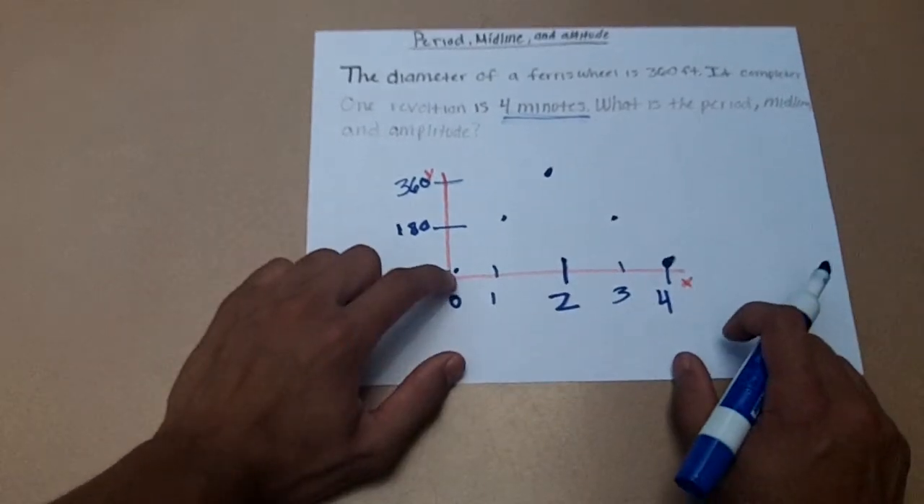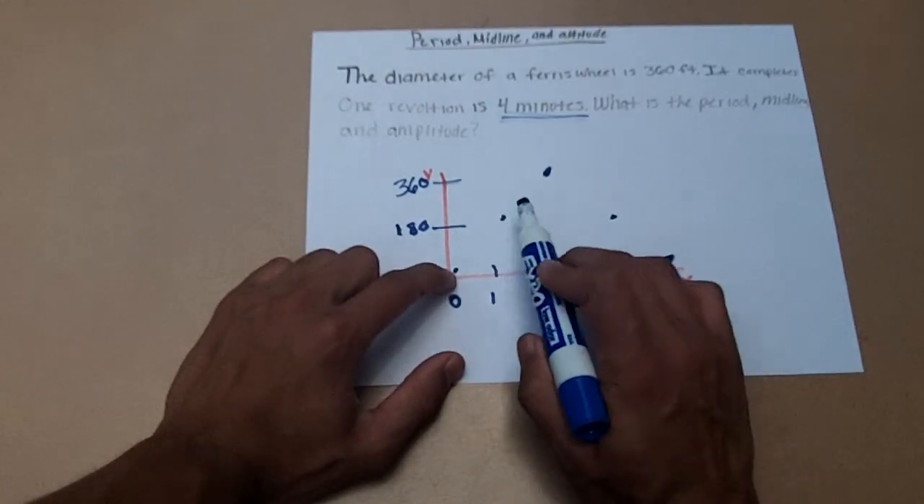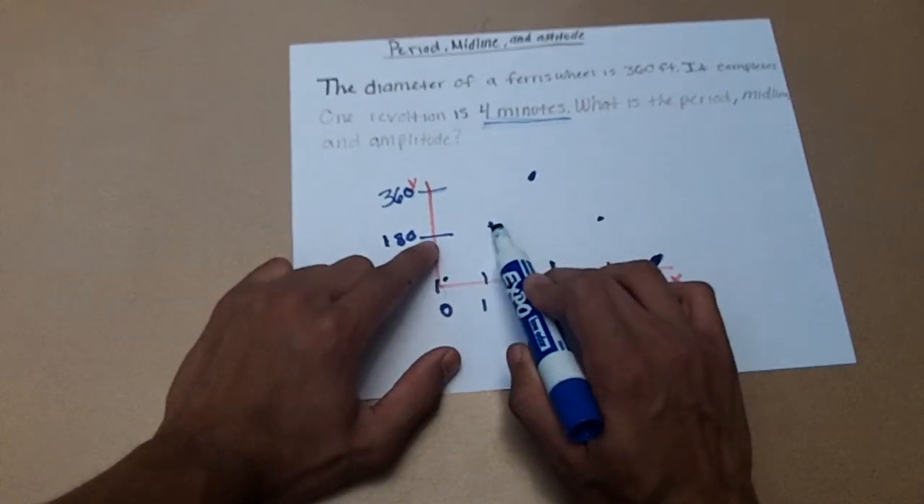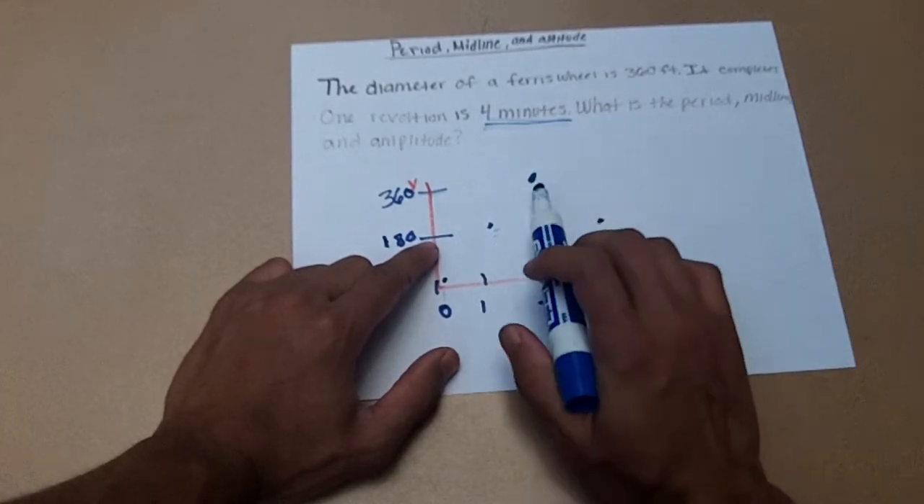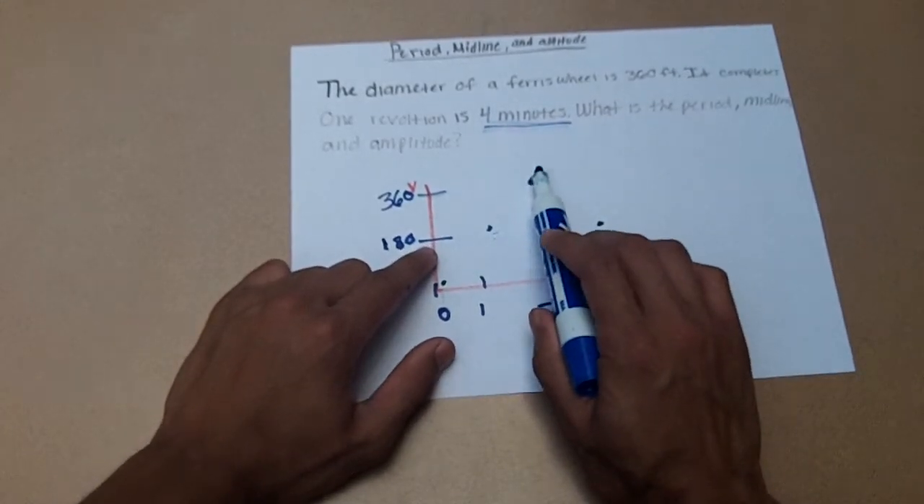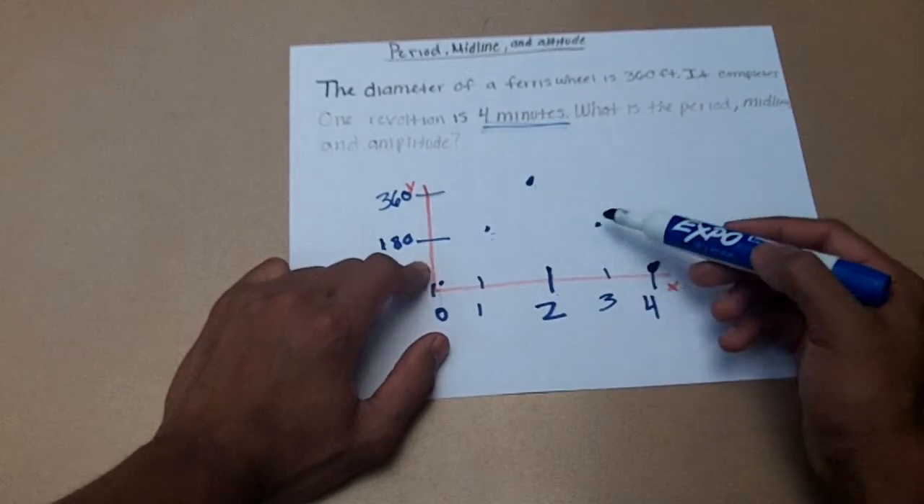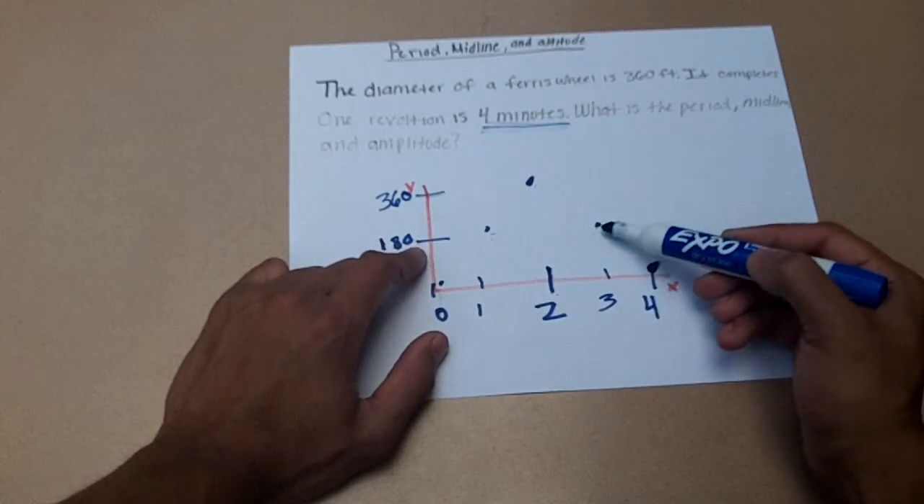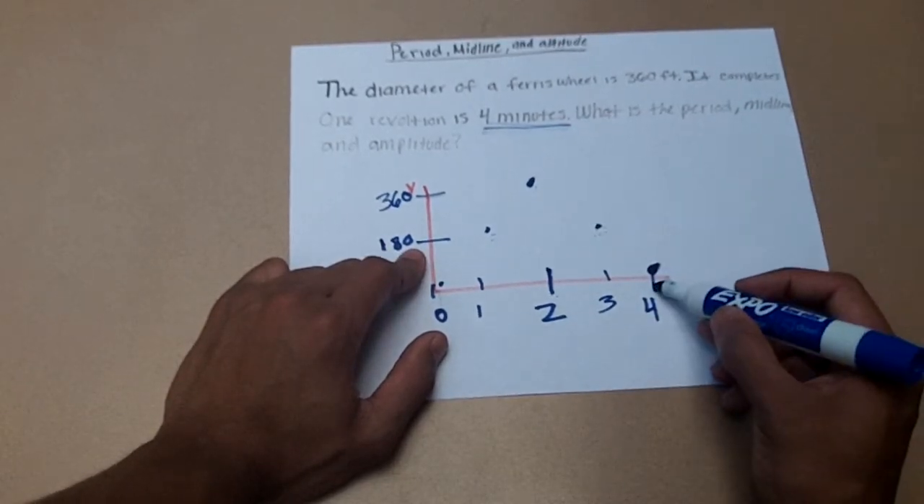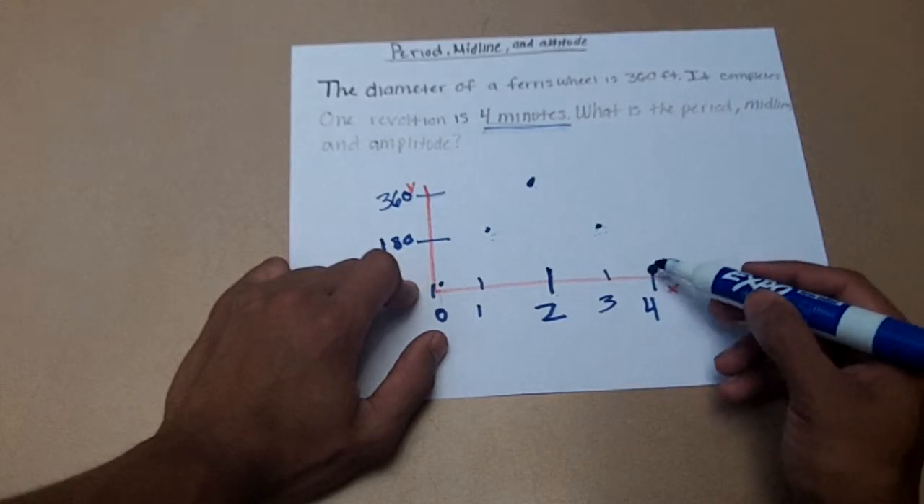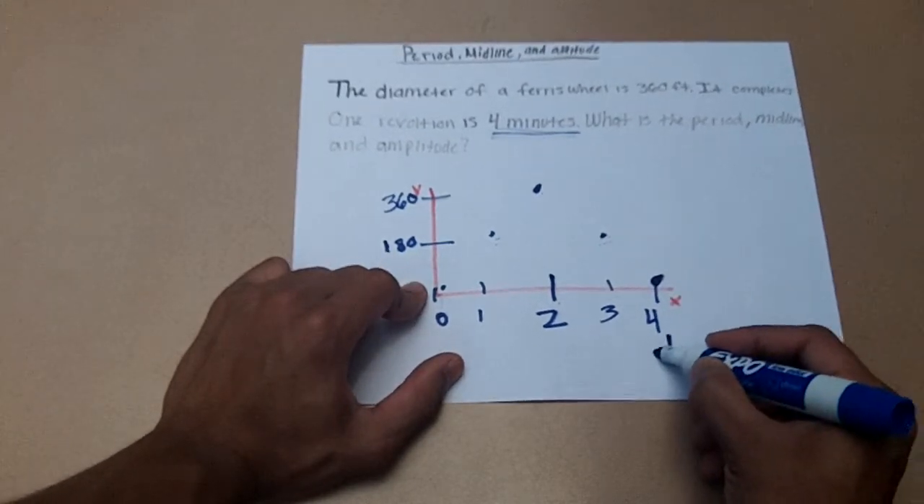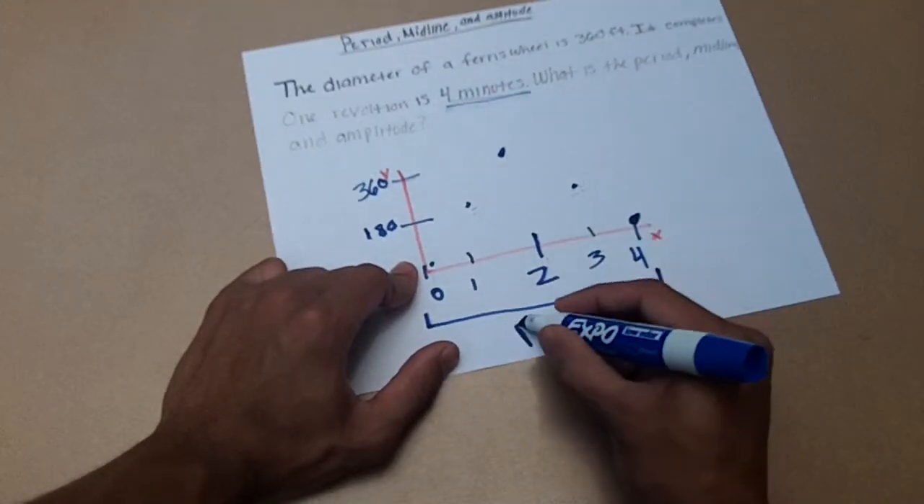So this is where you start right there. Then you go up a little. In a minute, you're halfway up. 2 minutes, you're at full, at 360 feet. Then at 3 minutes, you go back down to the midline. And at 4 minutes, which is your revolution, you're back down. So right here, this is your period.